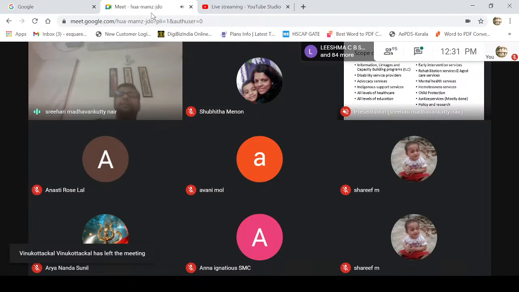So this is one area that maybe as a professional you are coming up with an NGO, you can try to work with information linkages and capacity building programs for professionals, or maybe different sets of professionals working in this domain.